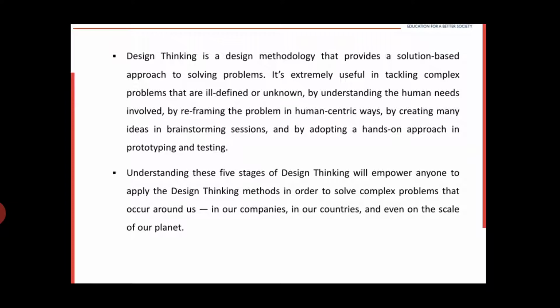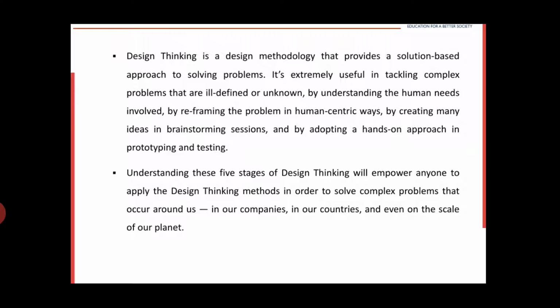What is exactly design thinking? Design thinking is a design methodology that provides a solution based approach. It is one type of design methodology that provides a solution-based approach to solving problems. It's extremely useful in tackling complex problems, so we use it extensively for complex problems.